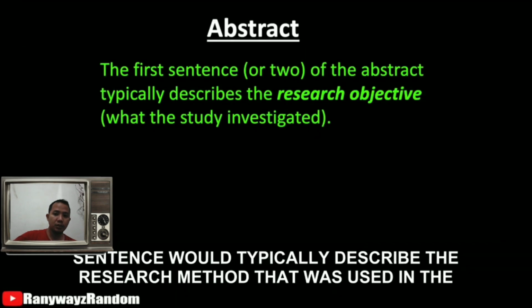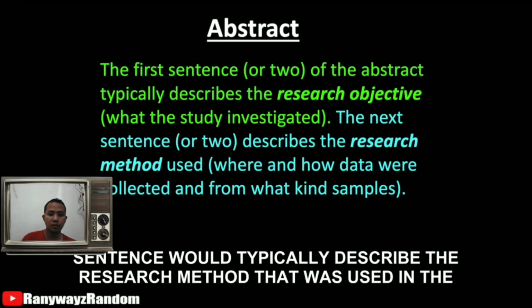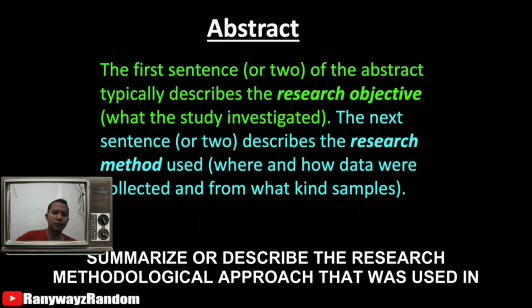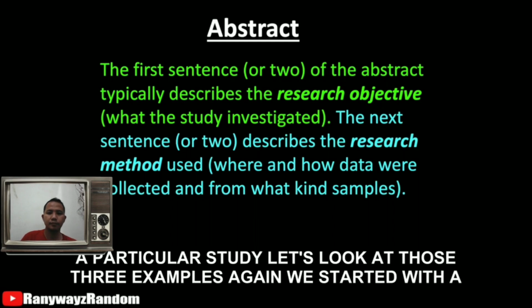The second sentence would typically describe the research method that was used in the study. Generally speaking, 1 or 2 sentences would be enough to clearly summarize the research methodological approach that was used in a particular study. Let's look at those 3 examples again.